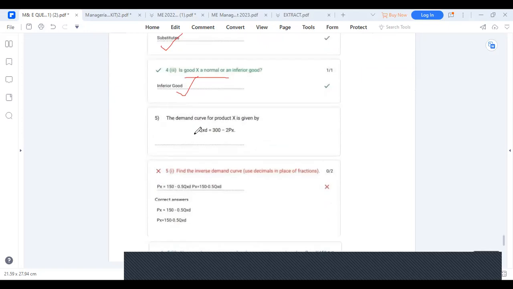Then we go to this question that we did already in the exam. Find the inverse demand. Inverse simply means make P the subject of the formula. This guy goes aside. 2P is equal to what? 300 minus 1Q. We divide by 2 on all sides. So our P is equal to what? 150 minus 0.5Q. So this is our answer here. All right.